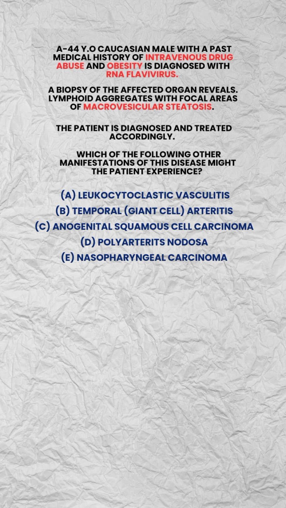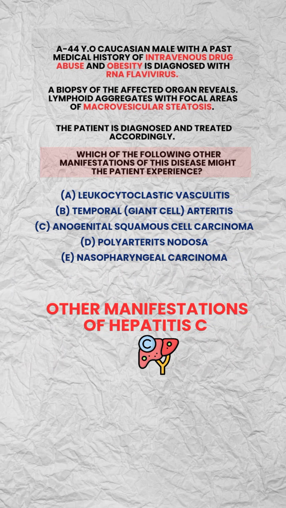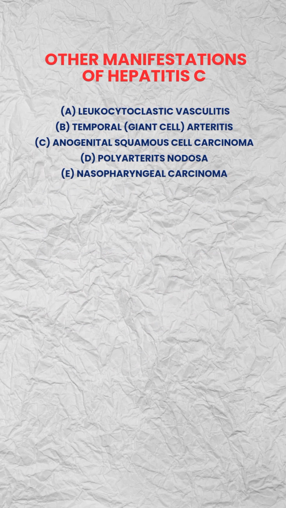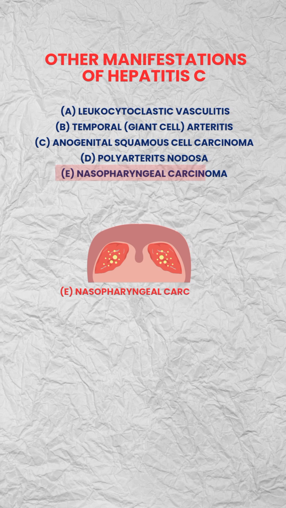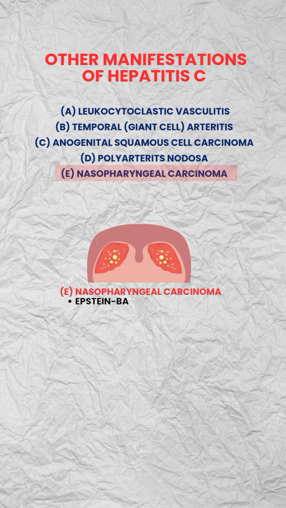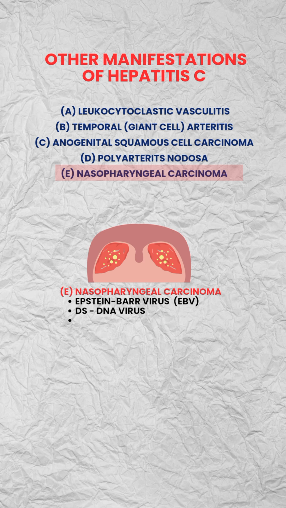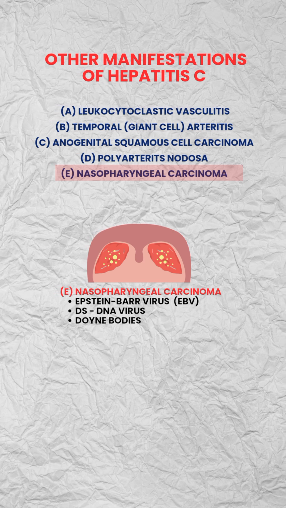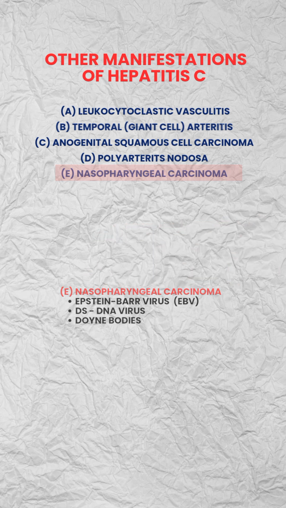Now, what are they asking? They want to know what other manifestations this patient might experience due to hepatitis C. Let's look at our options. We can eliminate option E because nasopharyngeal carcinoma is associated with the Epstein-Barr virus, EBV, which is a double-stranded DNA virus, not related to hepatitis C. It also shows atypical lymphocytes called Downey bodies.